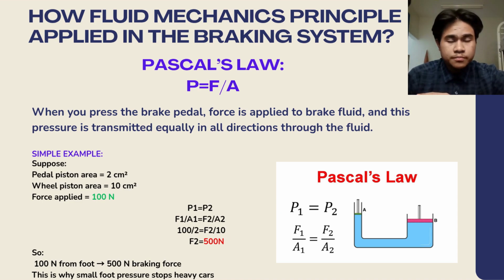So we just put in the information: 100 per 2 equals F2 per 10. We have to find F2. So we get F2 equal to 500 Newton.